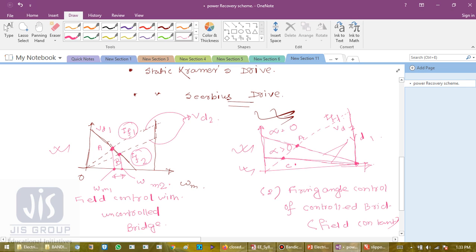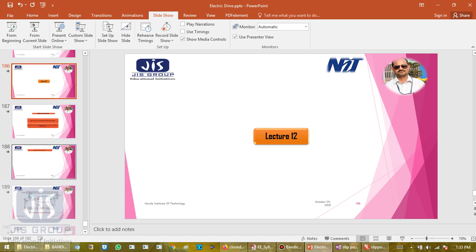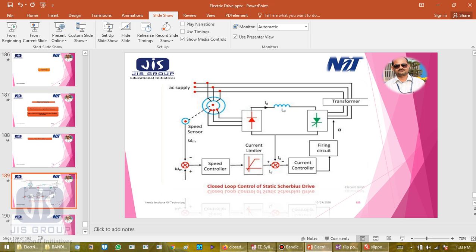Now the relationship between VD1 and speed can be altered by controlling the firing angle of the thyristor rectifier. We know the voltage VD1 for thyristor rectifier, and in that equation there is alpha, the firing angle. So if we control the alpha, as you see I am controlling the alpha, we can change the speed from omega m1 to omega m2. So this is about static Kramer's drive.